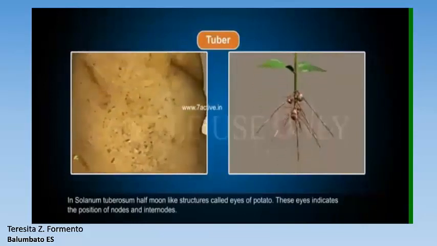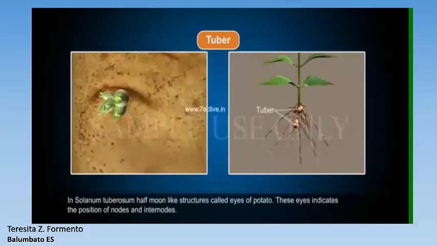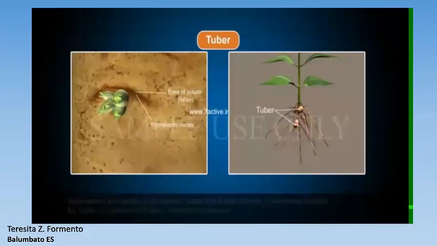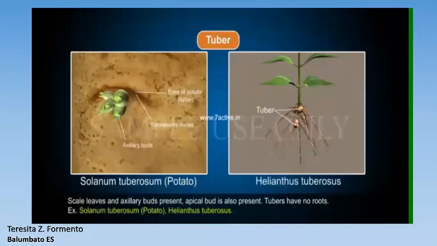Tuber. In Solanum tuberosum, half-moon-like structures are called eyes of potato. These eyes indicate the position of nodes and internodes. Scale leaves and axillary buds are present. Apical bud is also present. Tubers have no roots. Examples: Solanum tuberosum, potato, and Helianthus tuberosus.